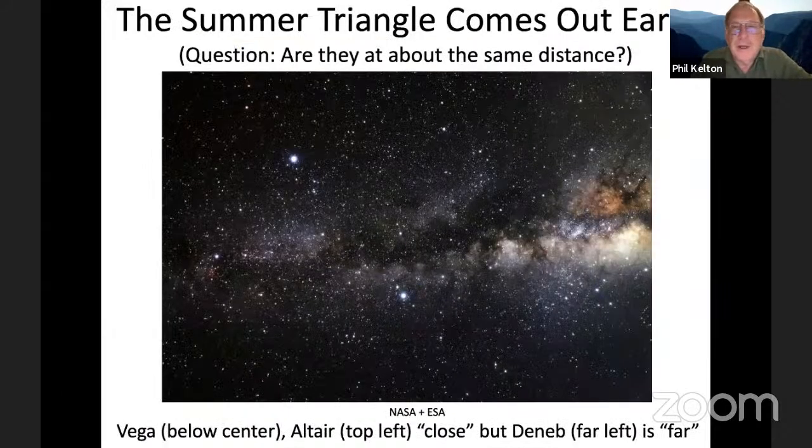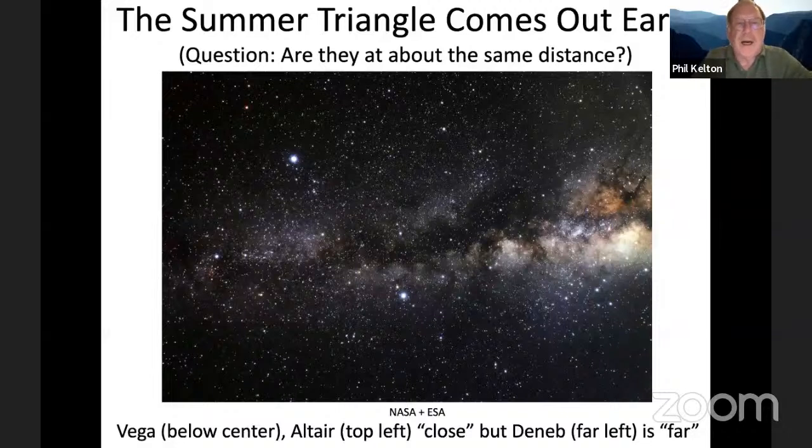Okay, so let's move on. When the stars come out in the summer, one of the first things we point out usually in our constellation tours or star parties is the summer triangle. So I put an image of the summer Milky Way. On the left-hand side, you can see the summer triangle. Upper left is Altair, bottom center is Vega, or I got that backwards. Upper left is Vega, bottom center is Altair, far left is Deneb and Cygnus.